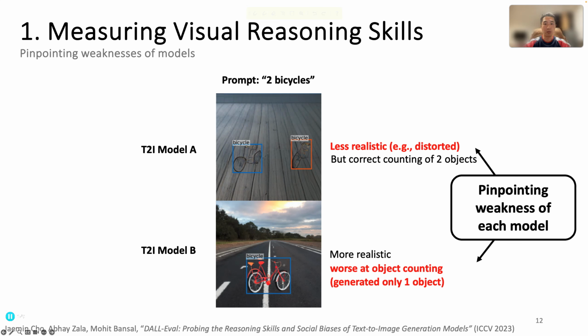As shown in the examples, given the prompt, model A generates less realistic images but shows more correct counting capabilities. In contrast, model B generates more realistic images but makes mistakes in counting. With the skill-based evaluation, we can have a better understanding of how we should improve our text-to-image models.